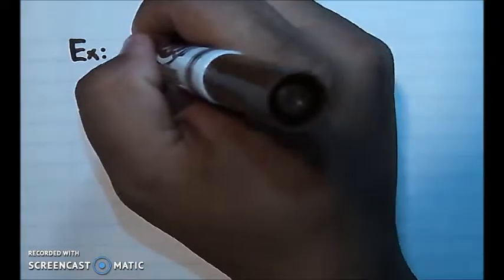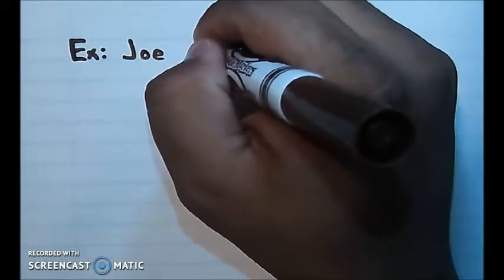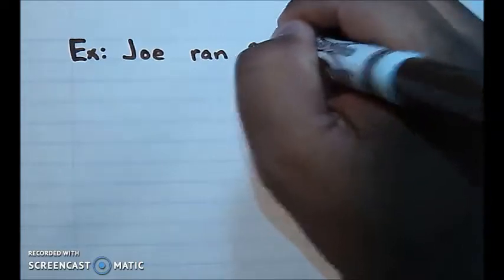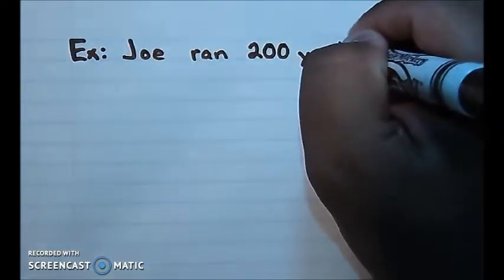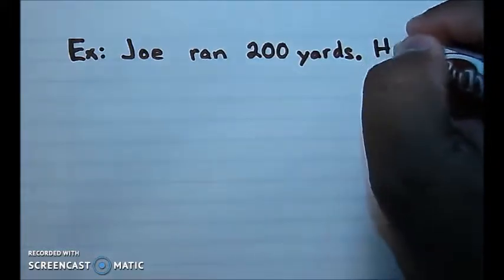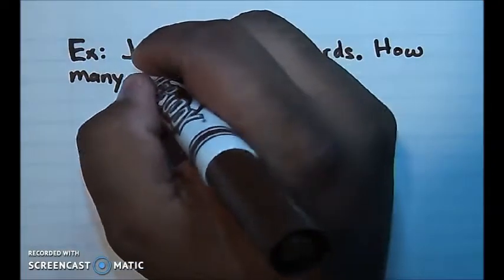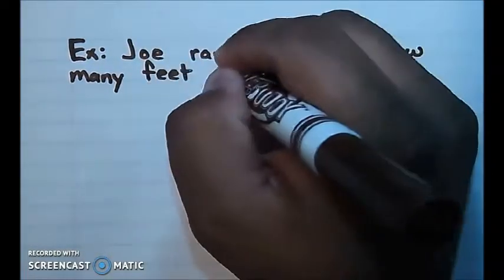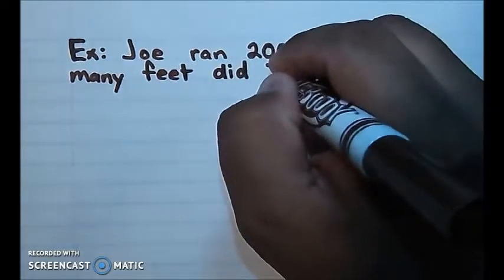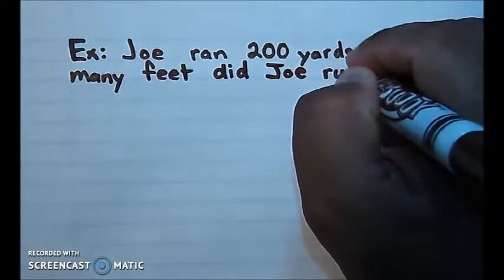Okay, so this is going to be part 2 of the conversions video with examples of how to use the fence. So we're going to start with an example problem. Joe ran 200 yards. How many feet did Joe run?